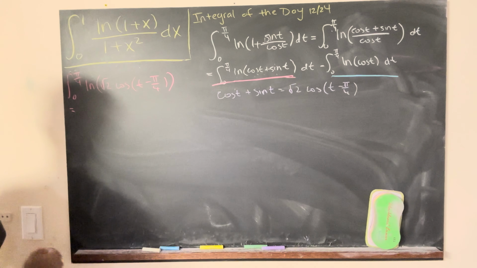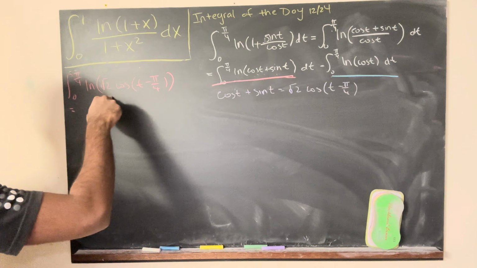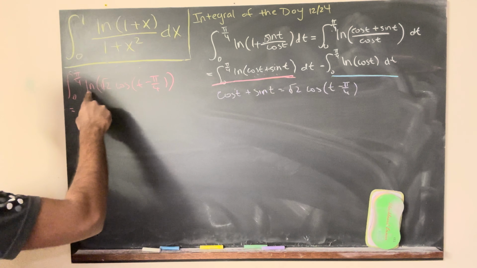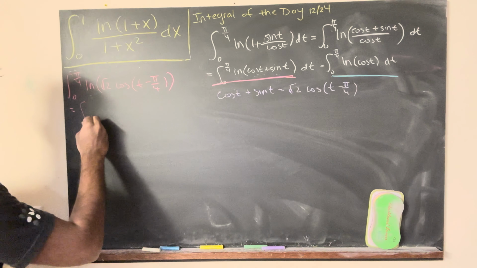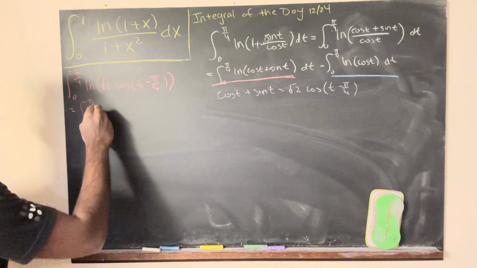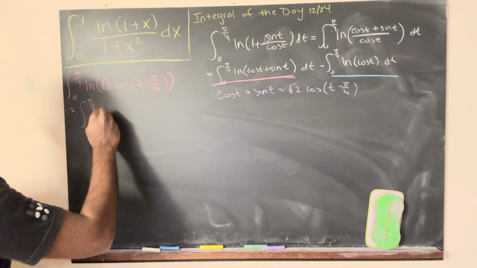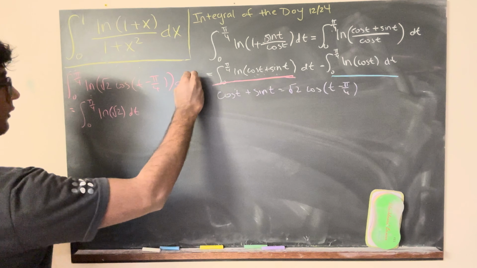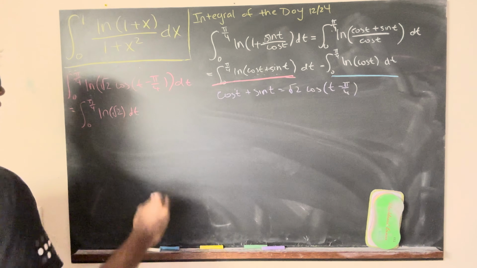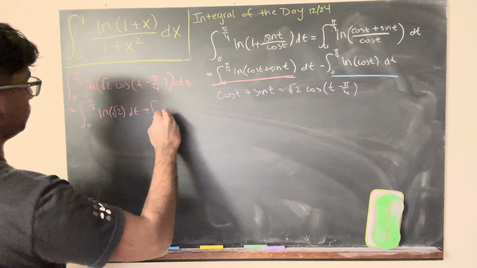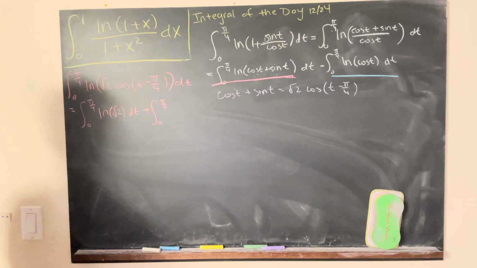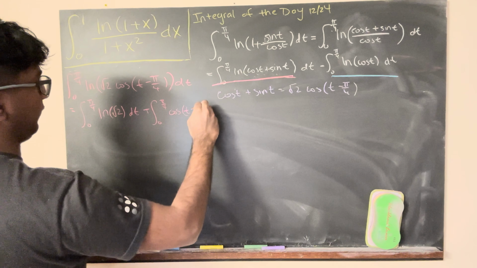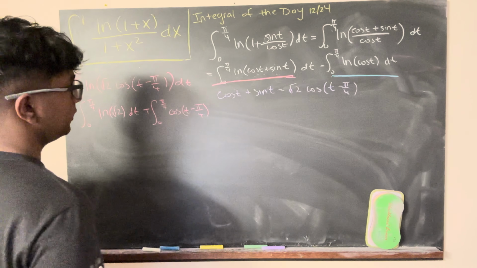Okay. So we use another log property where if we have the logarithm of two things multiplied inside, we can split it up into log of a plus log of b. We can break this up into two separate integrals again: ln root 2 dt plus ln cosine of t minus pi over 4 dt.